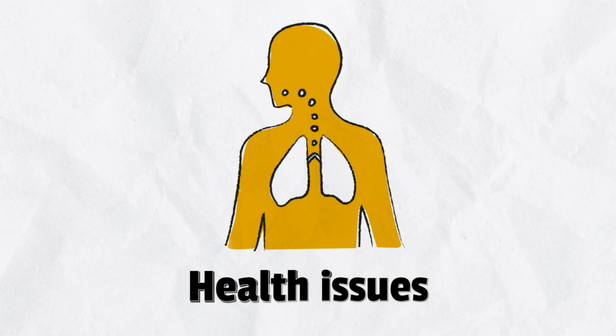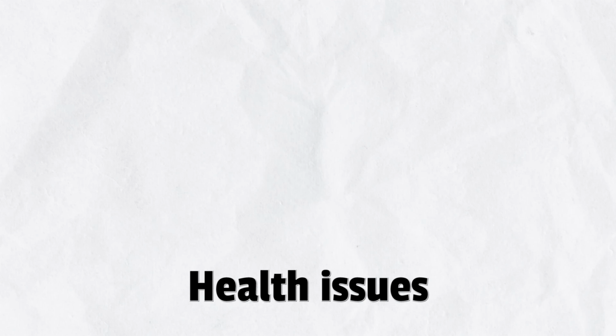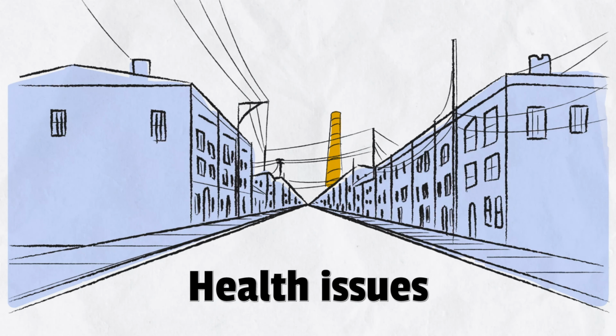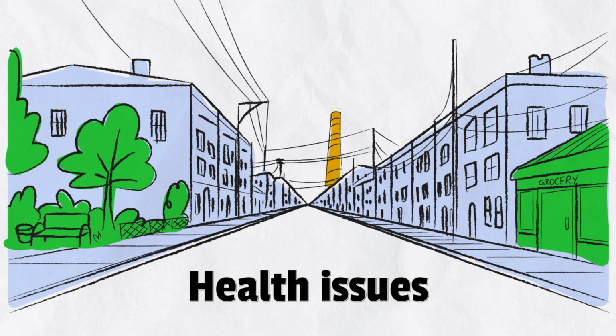Now, a yellow stick figure representing a community member is on the screen. The stick figure's lungs are highlighted. Small dots representing harmful substances are entering the lungs. Text reads, Health issues. Communities near land reuse sites may also have lower quality housing. Now we see a street with residential buildings, a grocery store, and park. At the end of the street, we can see a factory smokestack.